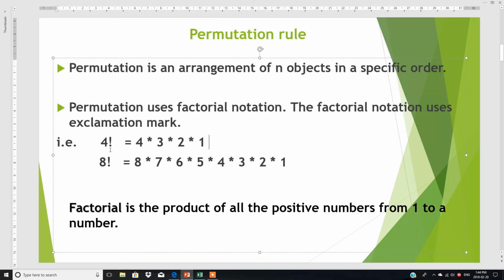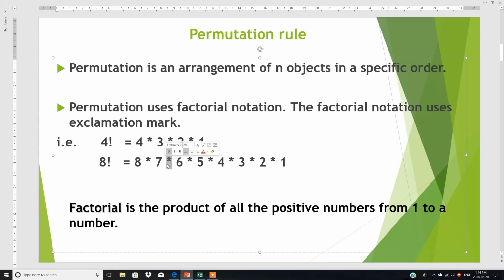If I say 4 factorial, it does not mean that you have to write down only 4. It means 4 multiply by 3 multiply by 2 multiply by 1. From 1 to the number or from the number to 1, you have to find the multiplication of all the numbers. If I say 8 factorial, it means from 1 to 8, or you can write down 8 multiply by 7 multiply by 6.